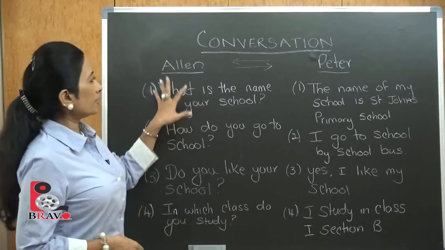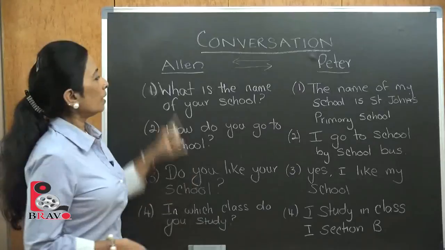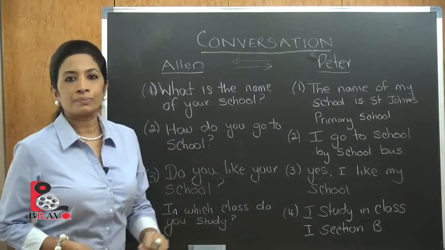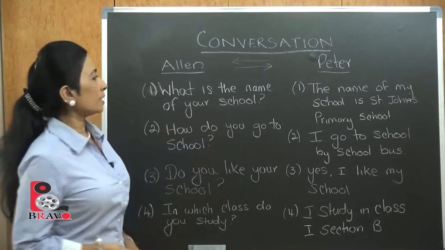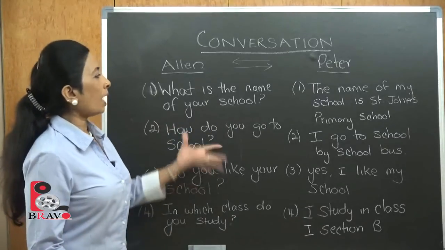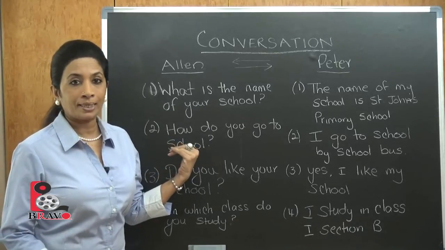The first one is, Alan is asking the question to Peter, who goes to school: What is the name of your school? Now Peter is a student, Alan is a friend who's asking the question. What is the name of your school? Now how does Peter return the answer to Alan politely in good English?